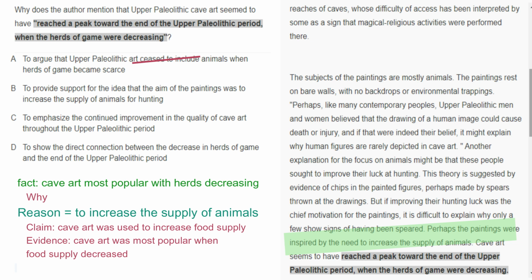C. To emphasize the continued improvement in the quality of cave art throughout the Upper Paleolithic period. Incorrect. The passage does not discuss the quality of the art improving over time. D. To show the direct connection between the decrease in herds of game and the end of the Upper Paleolithic period. Incorrect. The passage does not make a direct connection between decreased herds and the end of that period itself. So, option B is the correct answer, as the underlined sentence provides supporting evidence for the idea that the aim of the cave paintings was to increase the supply of animals for hunting, especially when animal herds were decreasing.